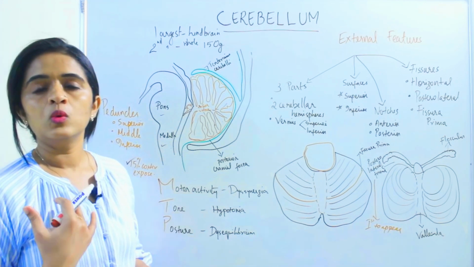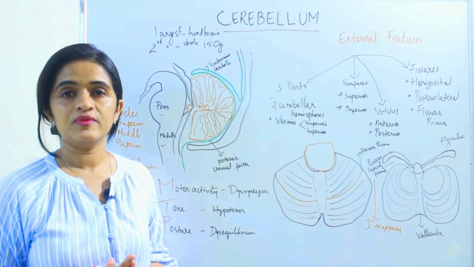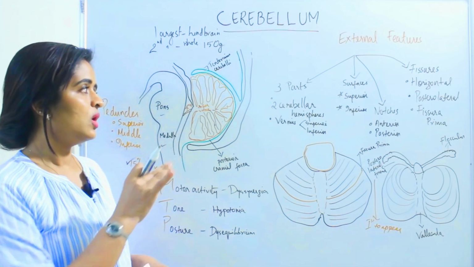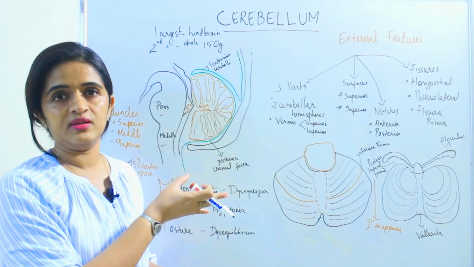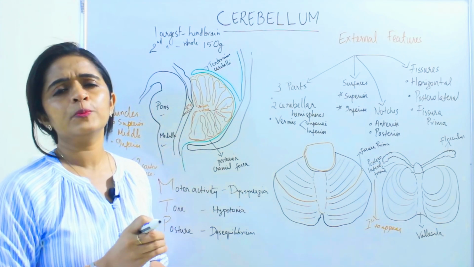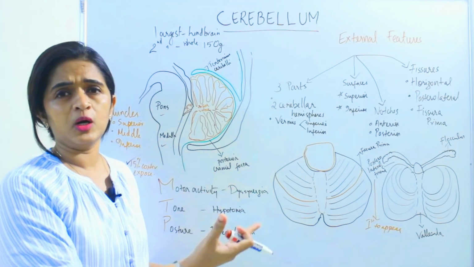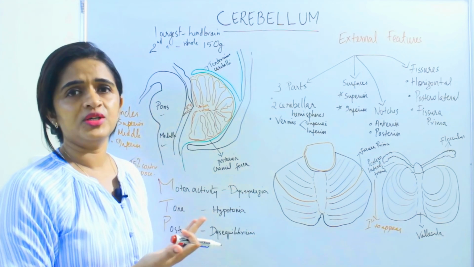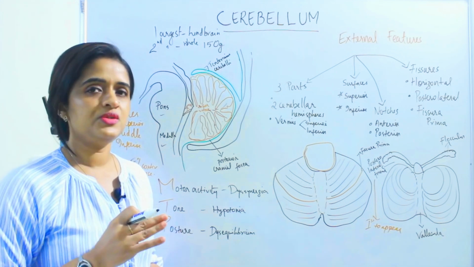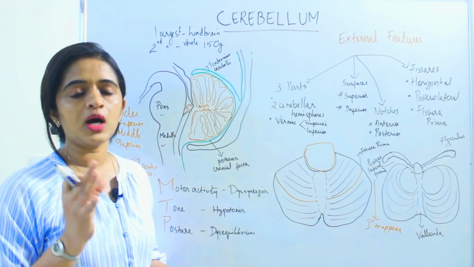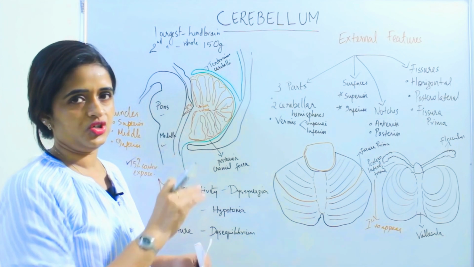Now before we move on to the external features of the cerebellum, first you should know how this cerebellum is folded and kept in the posterior cranial fossa, because when we talk about the different important fissures, most of you don't have any idea how it is seated. So first we will clear the concept of how the cerebellum is seated in the posterior cranial fossa.